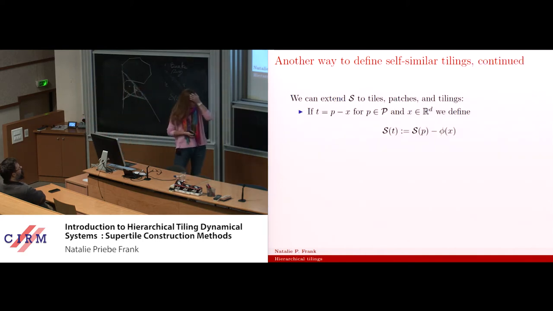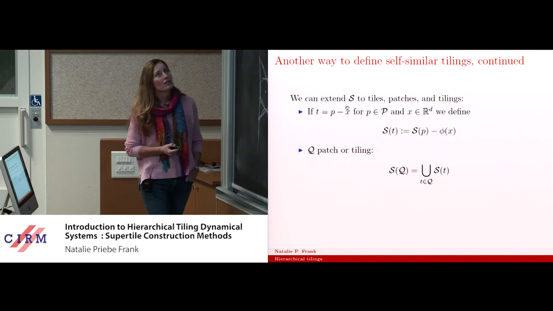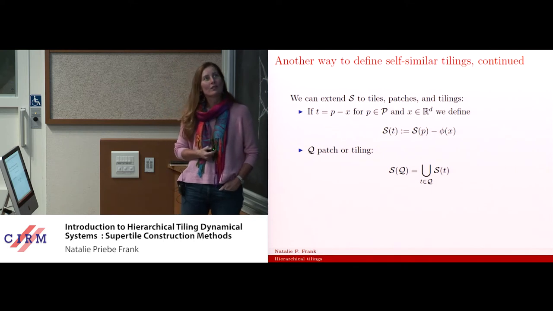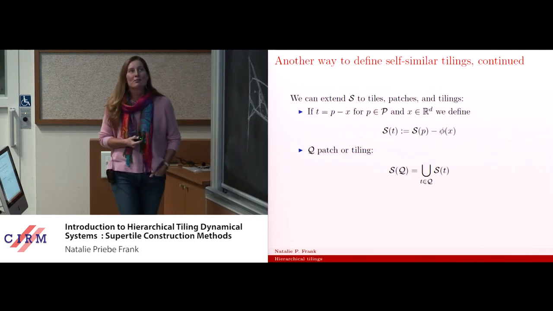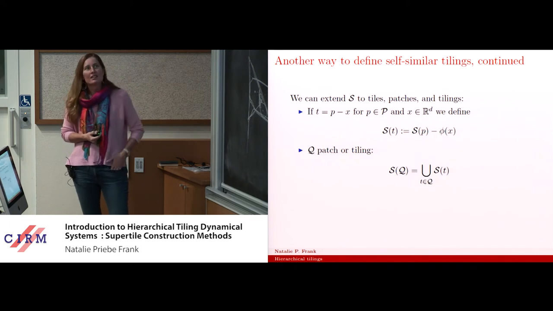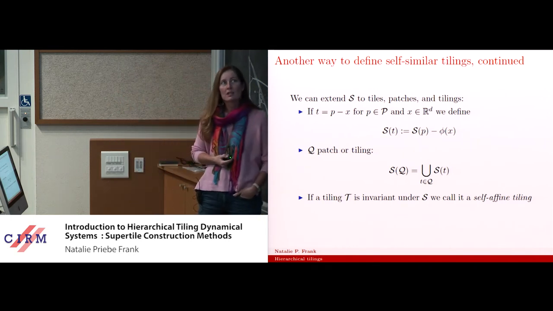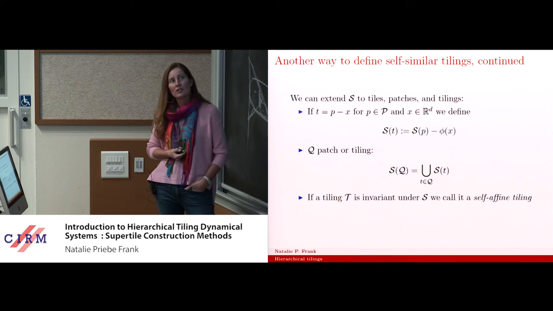So we can extend the substitution to tiles. If I have a tile that's a translate of a prototile, then to substitute it, I just substitute the prototile and then translate by phi of whatever T was translated by. And then if you want to substitute an entire tiling, I don't know why I chose that weird Q, but for the substitution on the tiling, Q is just substitute all the tiles. And then it's going to be the same thing as it was in one dimension. If the tiling is invariant, you call it self-affine.